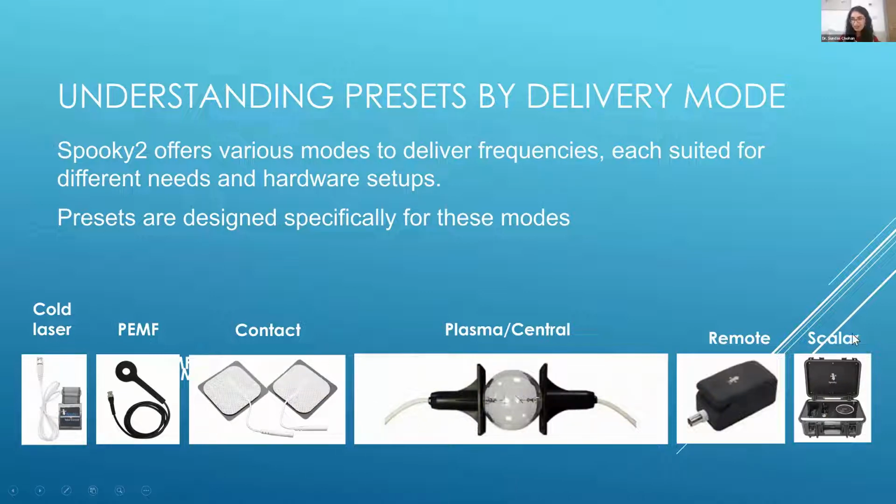So for scalar, there are two boxes, okay? And one is a transmitter box, another is a receiver box. You basically sit in between the two boxes and you can receive the scalar energy that's being transmitted between the two boxes. So that's what that one is. And again, there are presets that you can select to use this as well.